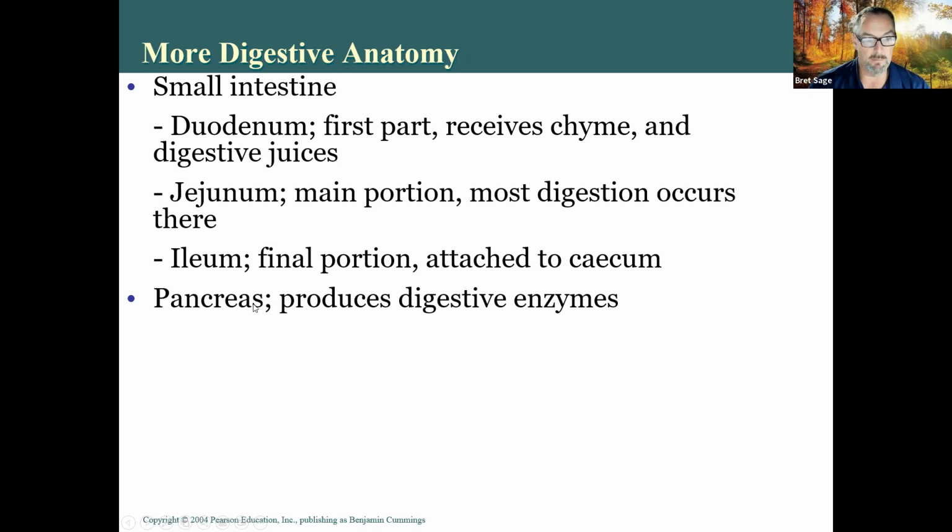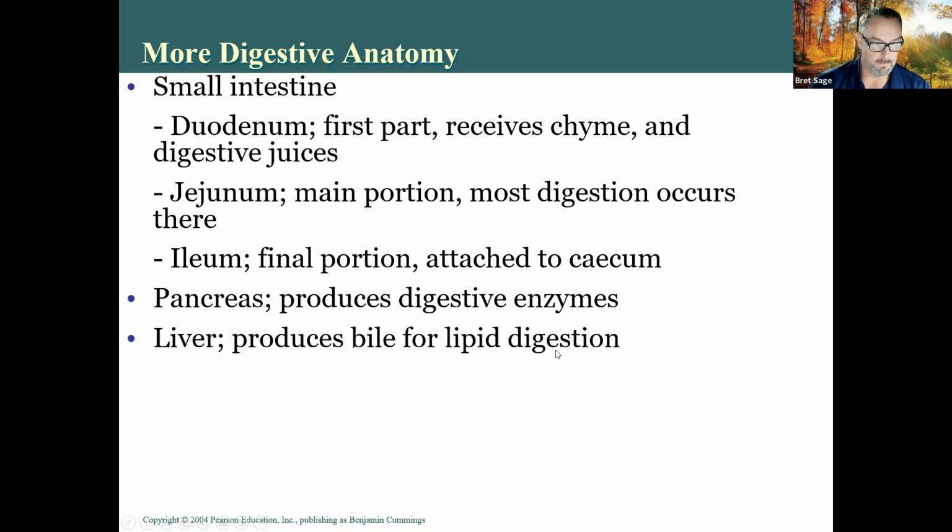The pancreas, back at the duodenum, produces digestive enzymes. That's its digestive function. Remember, it's also going to be producing insulin and glucagon for sugar balance. The liver produces bile for lipid digestion. It moves that bile into the gallbladder. And then when you have a fatty meal that's sensed by the stomach and the duodenum, it releases that bile to help you digest fats. And we'll talk about how that works in a moment.